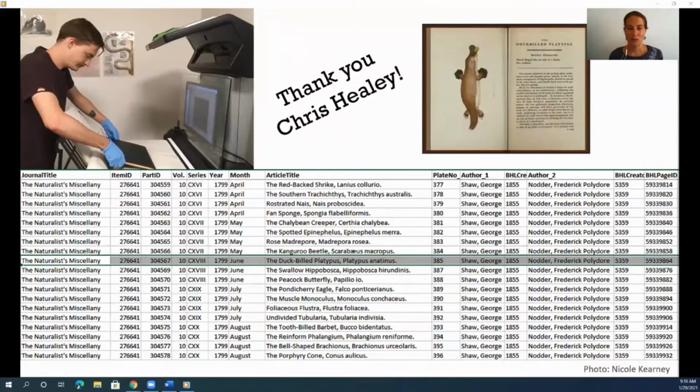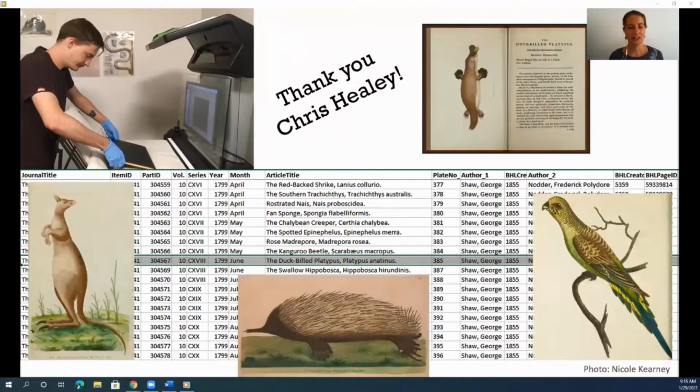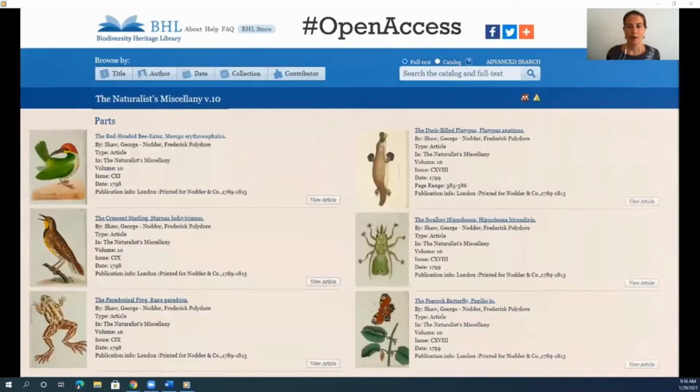But it was work that was well worth it because so many of Australia's iconic species were described for the very first time scientifically in those pages. We're now in the process of uploading all that article level data into BHL to make sure that these species descriptions and their beautiful illustrations are discoverable.